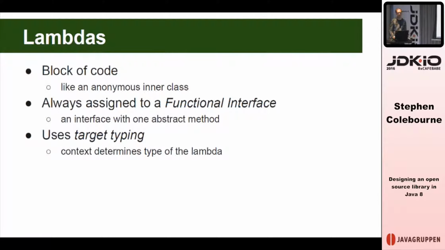When you have a Lambda, it's always assigned to a functional interface. A functional interface is just an interface with one abstract method. So there's not anything fundamentally unusual about that. It's the same interface as we've already had, but it only has one abstract method, and then we can call it a functional interface. What was new is this concept of target typing. The context in which you use the Lambda determines what the type of the Lambda is. And that target typing is unusual. It is a new thing. Java didn't really have that before.